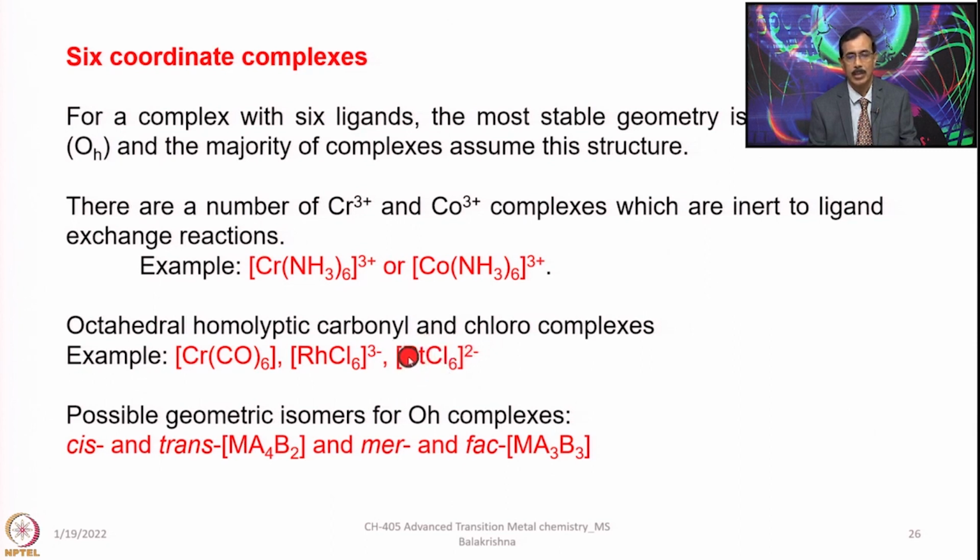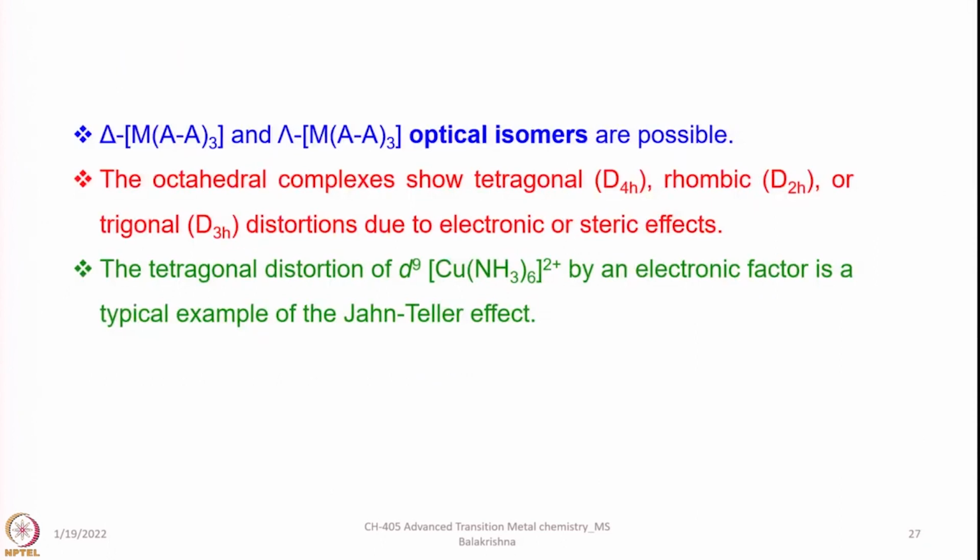So, platinum is in the +4 state. Now, consider the possible geometries for octahedral complexes when we have 2 different types of ligands in a ratio of 2:4, 1:2 or 1:1. For example, you can have Ma4B2, in which case you can have geometrical isomers such as cis and trans. When you have Ma3B3, we can again have 2 isomers, one called meridional and the other facial. And when we have coordination number 6 with 3 bidentate ligands, optical isomers are possible.